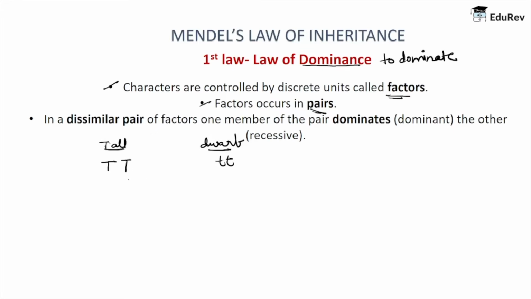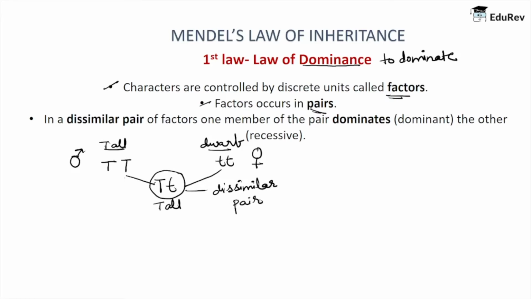They occur because of gamete formation. In gamete formation, one gamete comes from the male and another gamete comes from the female, as we have studied earlier also. So one capital T will come from the male and another small t will come from the female. So the plant will become tall in this case also. But here this has now become a dissimilar pair. This is the dissimilar pair we are talking about.